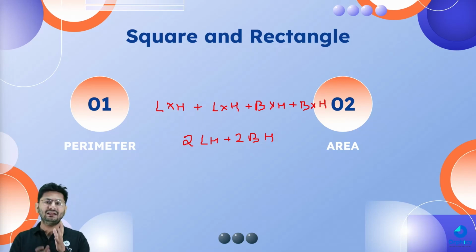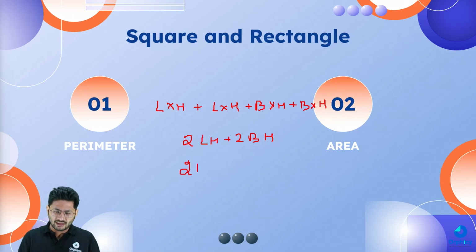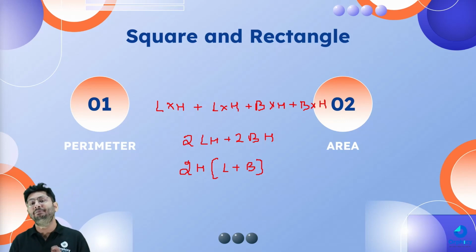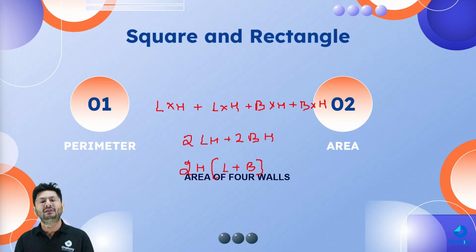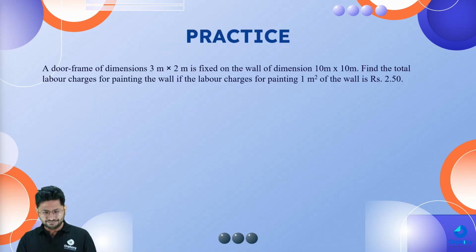About this thing that we can take something out as common, right? तो इसमें मुझे 2H common दिख रहा है and inside I'll be left with L plus B. Okay, so area of 4 walls का फॉर्मूला आता है twice of height multiplied by length plus breadth. You can directly apply the formula when you have to calculate the area of 4 walls, जो कि पेंटिंग वाले क्वेश्चंस में यूज होगा. Perfect, okay, let's do some questions on this.